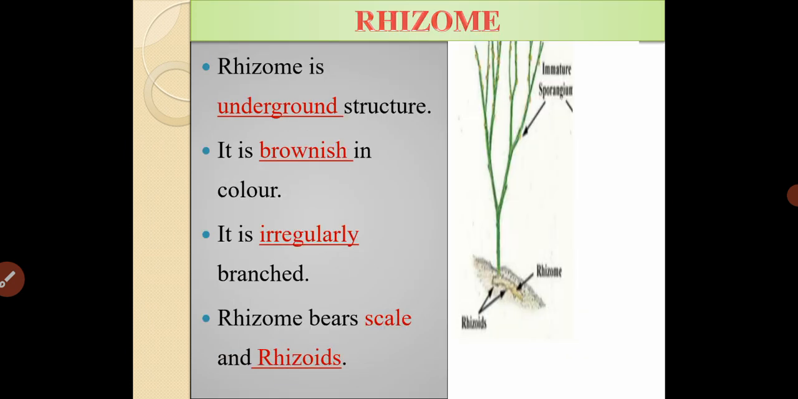Let us move in detail to the rhizome. The rhizome is an underground structure. It is brownish in color and irregularly branched. This rhizome bears scales and rhizoids on it.